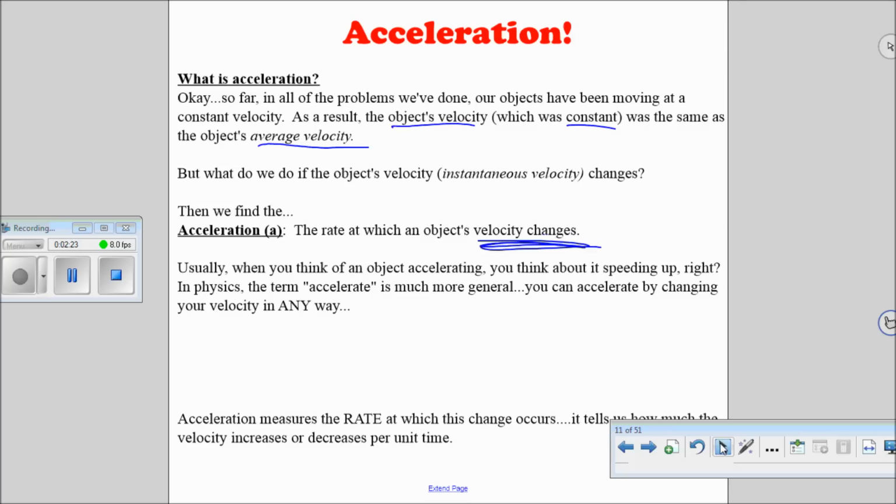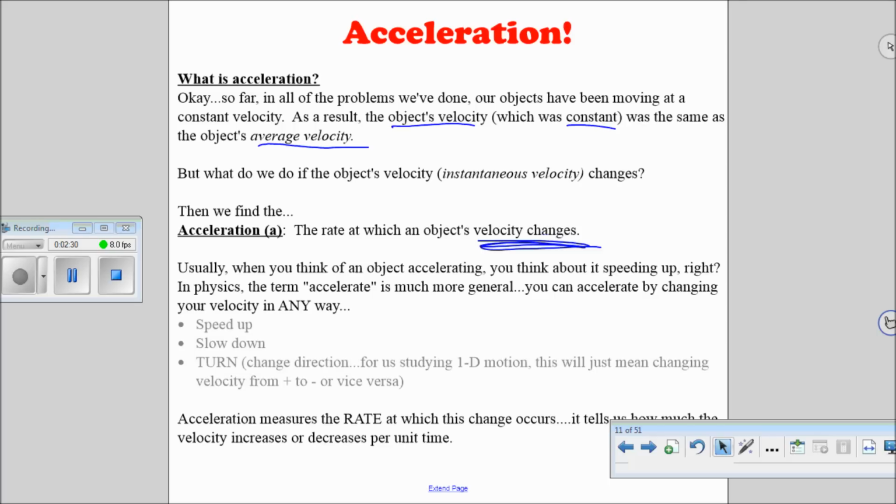And so there are 3 different ways you can change your velocity, because remember, velocity is speed and direction. So what that means is in a car, or otherwise, I guess you don't have to be in a car for this to be true, but anytime you speed up, slow down, or turn, you are changing your velocity, and as a result, you're accelerating.